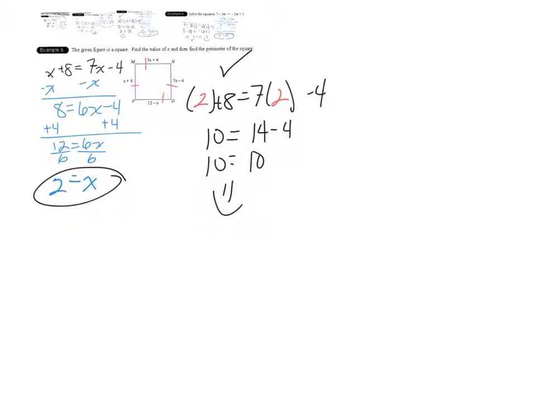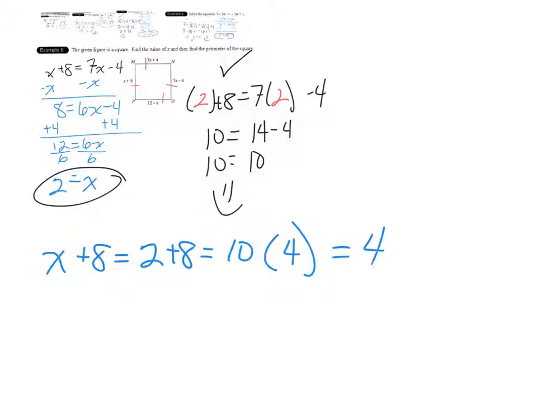I'm going to pick the easiest side to get a side. I like x plus 8. And we know x is 2 now, so 2 plus 8 is 10. So if one side is 10, there are 4 sides. So 10 times 4 is 40. They didn't tell us units. I'm going to say it's meters.